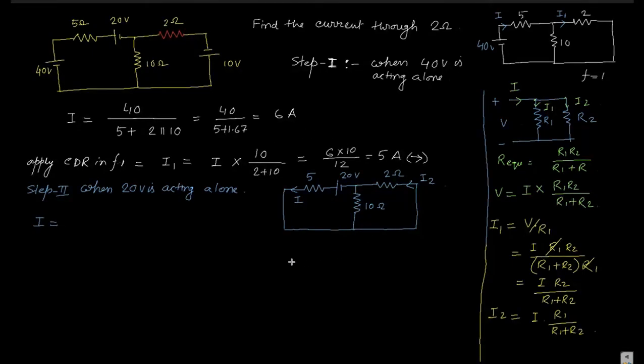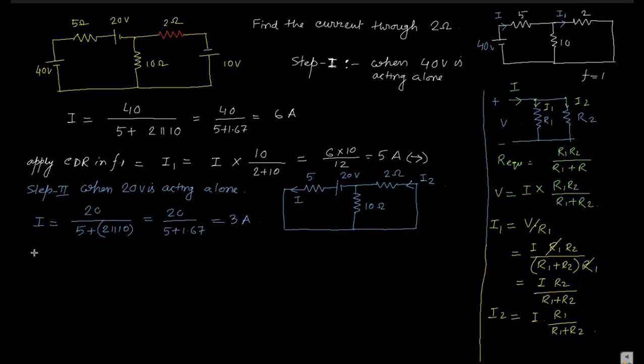Now the circuit becomes the 20 volt, here it was the 40 volt, now it is 20 volt, and the other adjustments are the same. So I becomes the total voltage 20 divided by 5 plus 2 parallel 10, 2 is parallel with 10, so it becomes 20 divided by 5 plus 1.67. It is nothing but 3 ampere current supplied by this 20 volt battery.